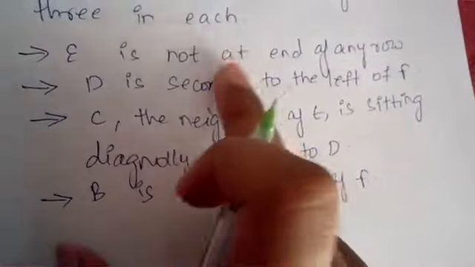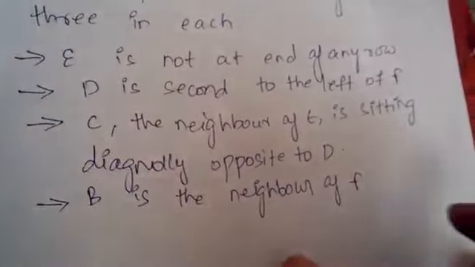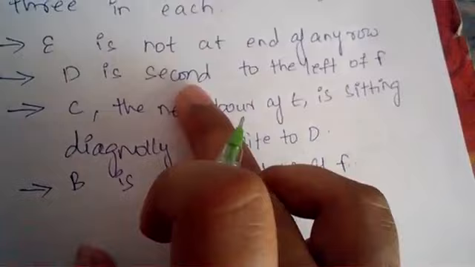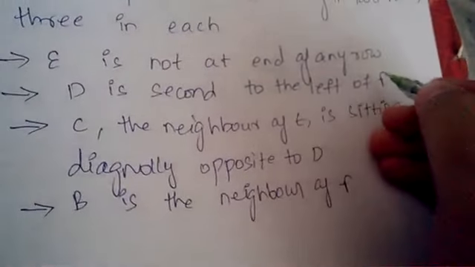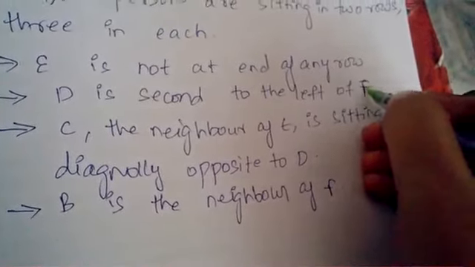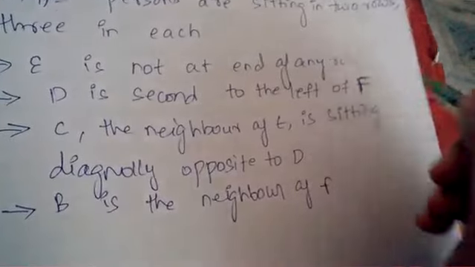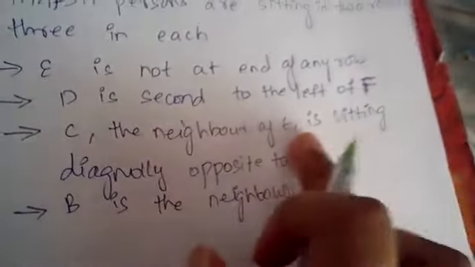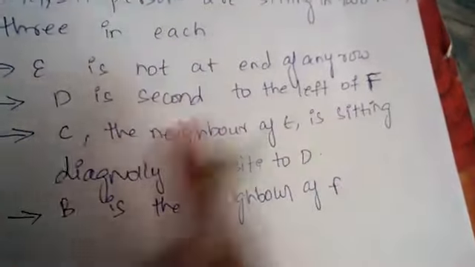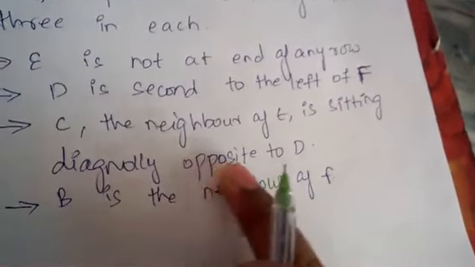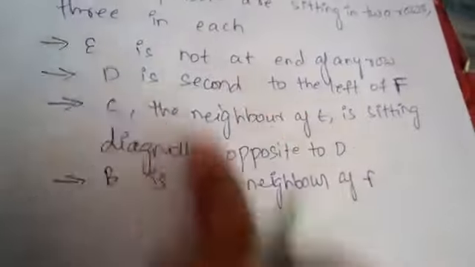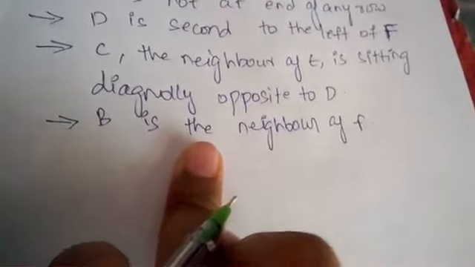E is not at the end of the row. This is the first condition. The second condition is D is second to the left of F. C, the neighbor of E, is sitting diagonally opposite to D. B is the neighbor of F. Like these, four are the given conditions.